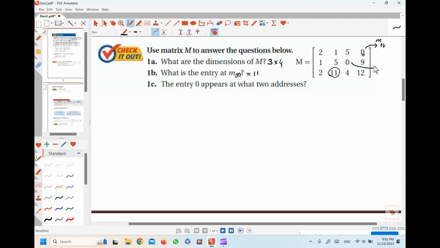The other 0: m sub, what's the location of the row? It's in the second row, so write 2 here. And which column is this? 1, 2, 3, in the third column. So m sub 2 3 is the address of the other 0 here. Let's move on.